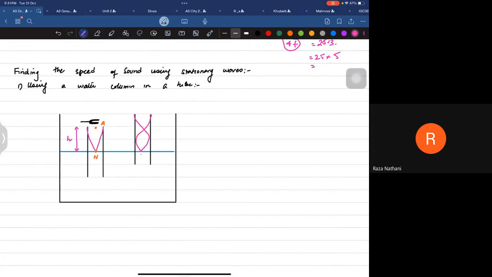So if this is the node, then this is also a node, and this is also an antinode. The loud sound comes when you use a tuning fork like that. Obviously this height would be some different height, larger than before, because you moved it up. So this is H2, this is H1. You can draw the diagram and then I'll explain how I've done this.